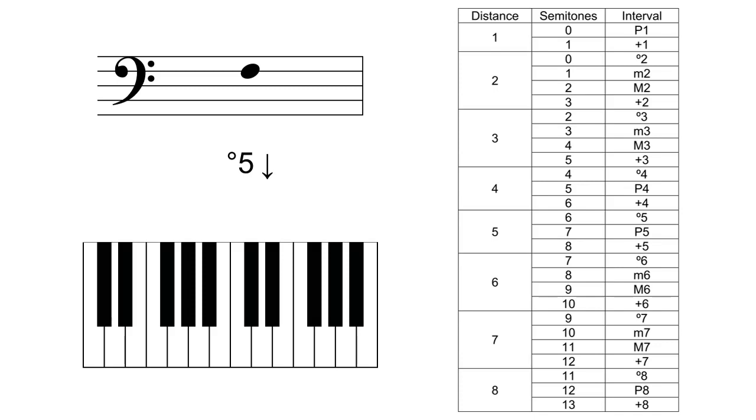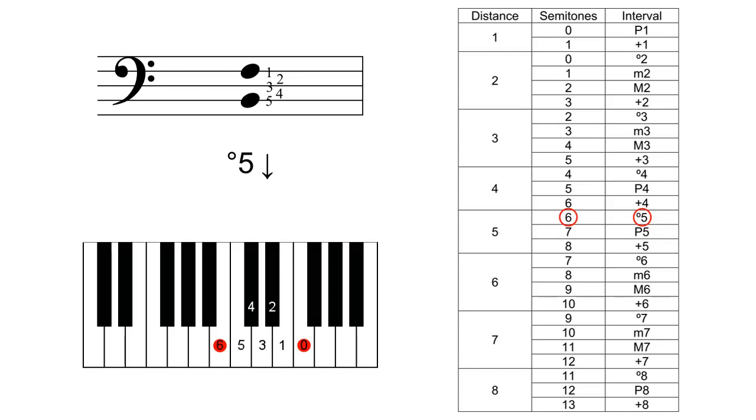Here is one more example. Write a diminished fifth below F. First, write the note on the staff that corresponds to the distance of 5. Then, use the interval table to find the number of semitones that corresponds to a diminished fifth. 6 semitones correspond to a diminished fifth.